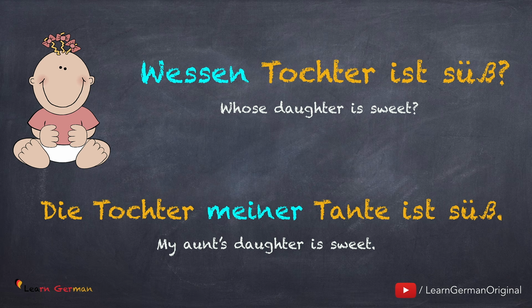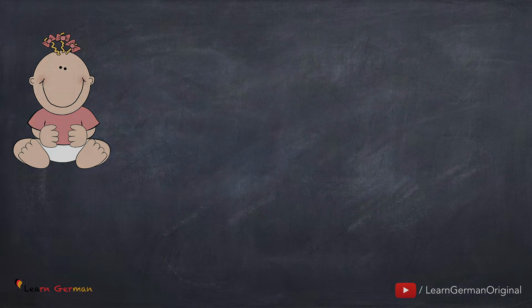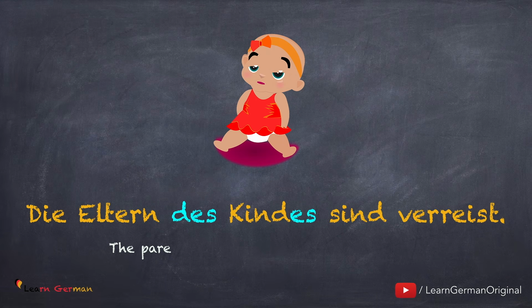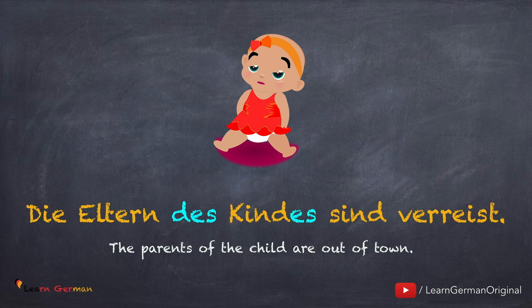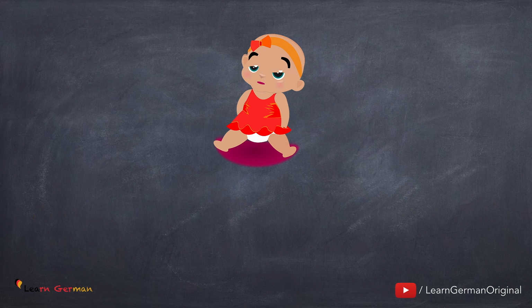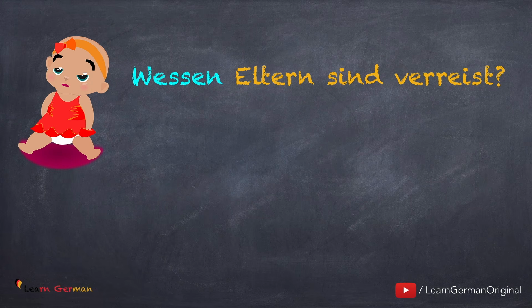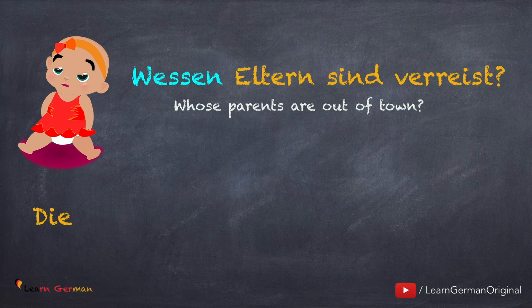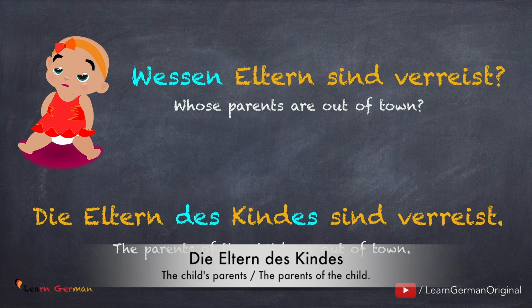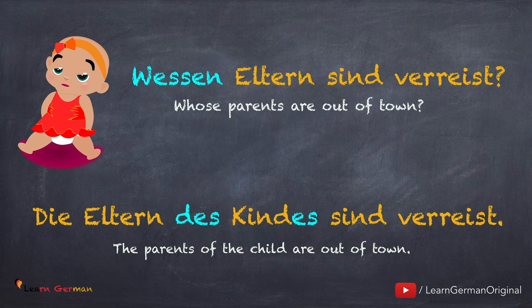So immer wenn die Frage ist wessen, die Antwort ist in Genitiv. Hier ist noch ein Beispiel. Die Eltern des Kindes sind verreist. Die Frage lautet, wessen Eltern sind verreist? Die Eltern des Kindes sind verreist.